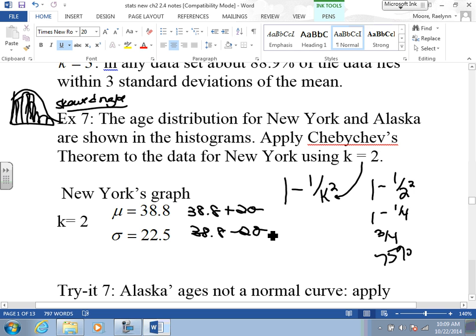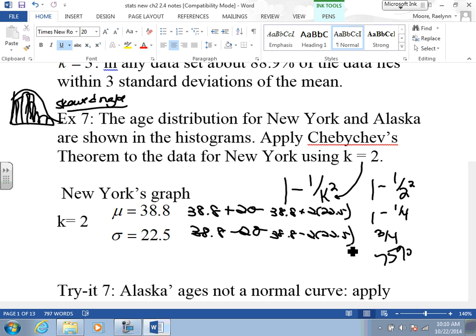So you're going to take 38.8 and add 2 times 22.5. You see what I'm doing? We have to use the normal curve rule just to figure out where his ages are. Then you're going to take 38.8 and subtract 2 times 22.5. These are ages, right? Where did the 2 come from again? The K, right? K is 2. That's 2 standard deviations away from the mean.